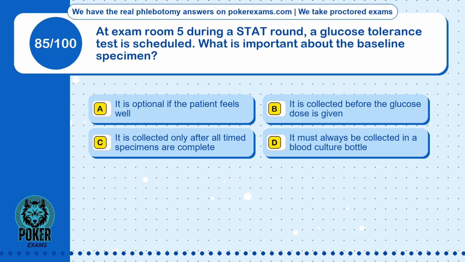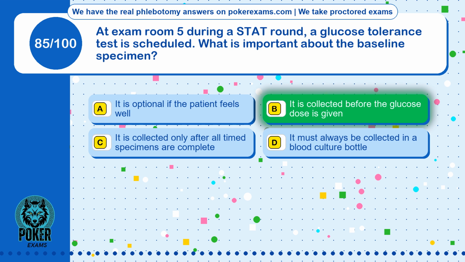Question 85. At exam room 5 during a stat round, a glucose tolerance test is scheduled. What is important about the baseline specimen? Option A. It is optional if the patient feels well. Option B. It is collected before the glucose dose is given. Option C. It is collected only after all timed specimens are complete. Option D. It must always be collected in a blood culture bottle.